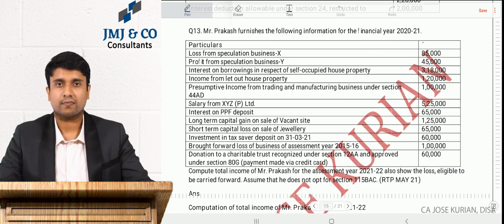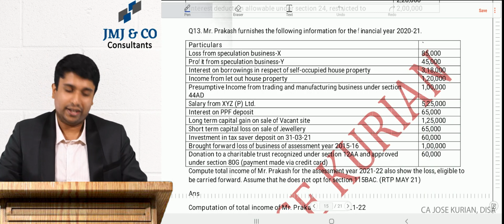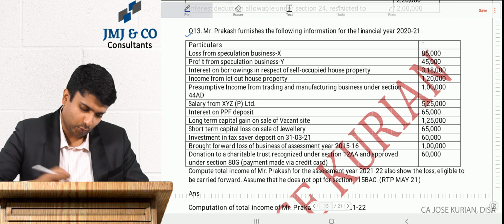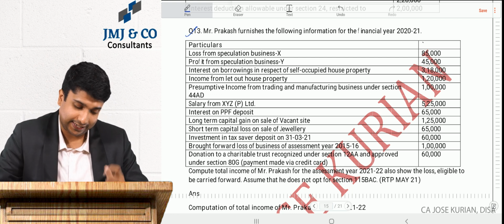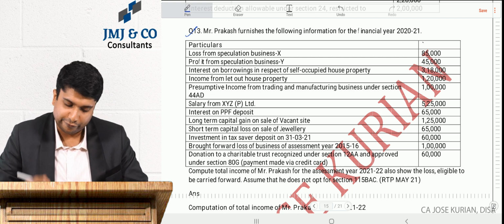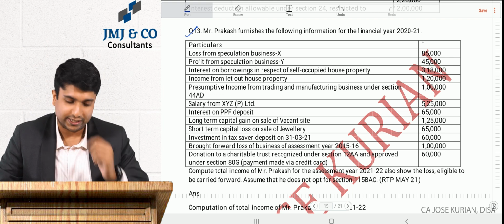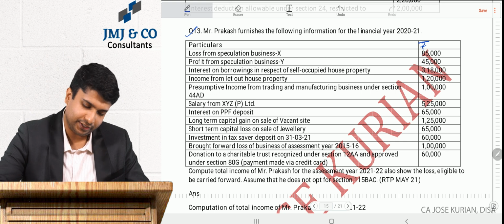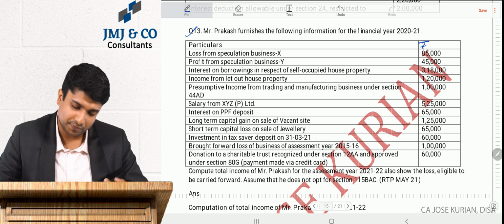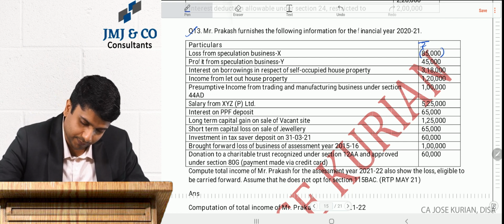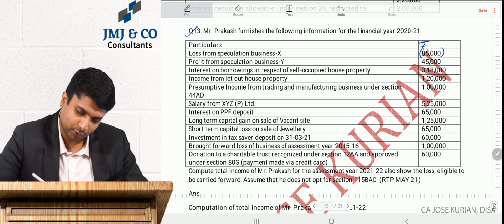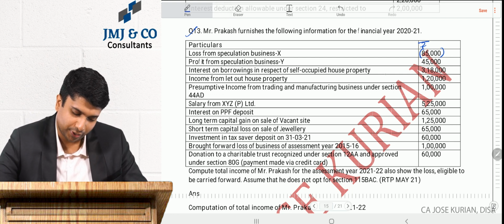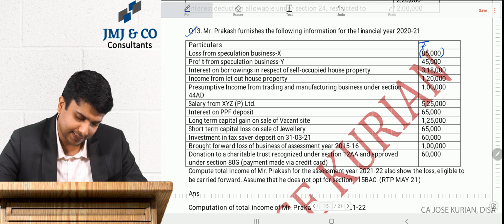All right. So friends, now it is question number 13. It says Mr. Prakash furnishes the following information for the financial year 2021. That means particulars and amount is also given here. Then loss from speculation business is given, it is actually a loss. Then profits from speculation business is given. Interest on borrowings in respect of self-occupied property. Then income from let out property is given.